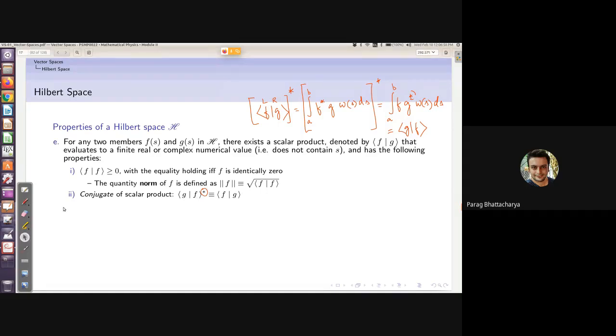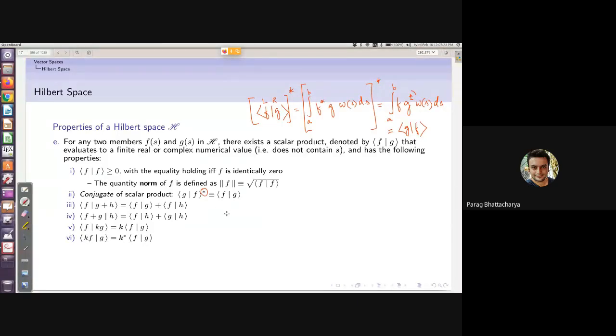Okay, is this clear? Then the next one is f(g + h) = fg + fh. Okay, this you're already familiar with. This also you are familiar with. And this one, if k is a constant, you're familiar with this. Now here, how did we get this? Also the same way as over here.